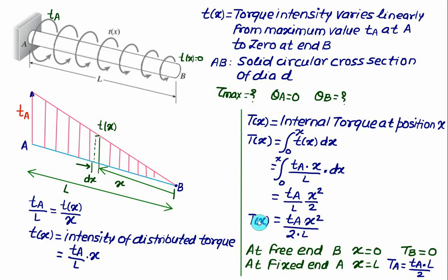And using the maximum value, we can calculate the value of tau max. So for the remaining portion, I will use the value of Tx equal to Ta into x square by 2L, and the maximum torque at the fixed end A is equal to Ta multiplied by L divided by 2. Just substitute x equal to L. So we'll continue on the next slide.